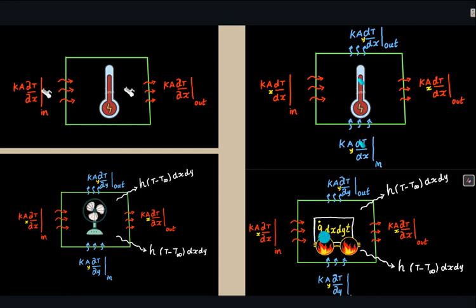Now we know what is the quantity of heat that is coming in along the x direction, going out along the x direction, the quantity of heat that is coming in along the y direction and going out along the y direction, and the quantity of heat that is lost due to convection, and we assume that the convection is taking place on both these sides. And also the quantity of heat that is generated.